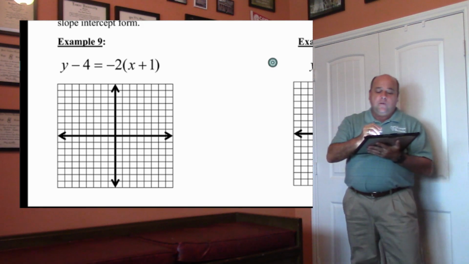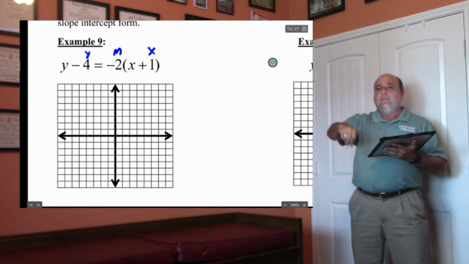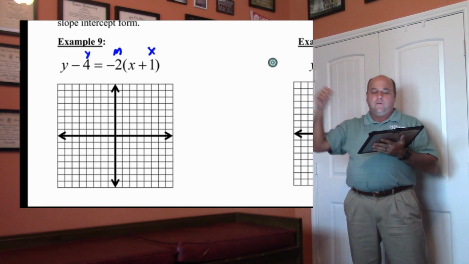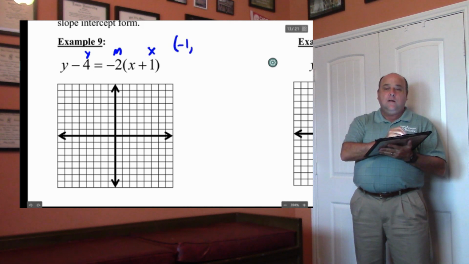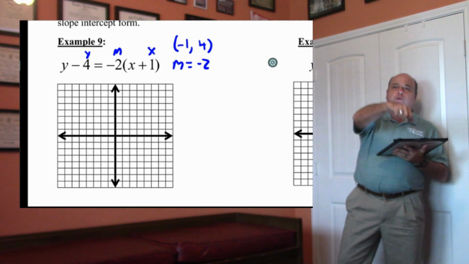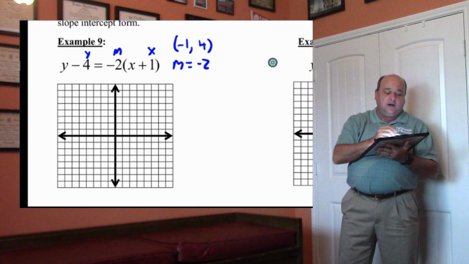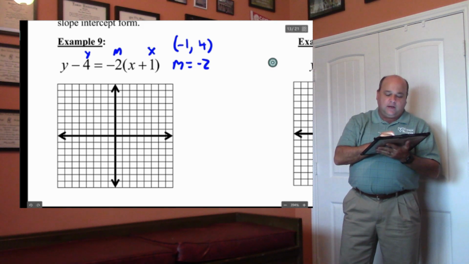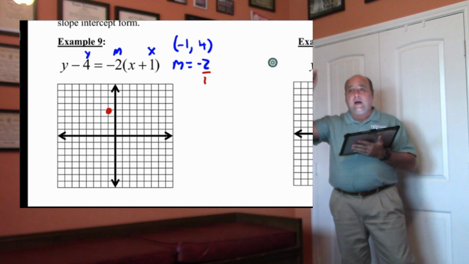So let's do this. Okay, this is my m, this is my y, this is my x in it. But when I pull it out, it's going to be opposite. So the point is, my opposite of +1 is a -1. The opposite of -4 is a +4. And my slope is -2. So notice, when you pull the numbers out, the signs will also switch. Now then, let's graph -1, 4. Left 1, and up 4 is right here. Now then, my slope is -2/1, which means down 2, right 1.